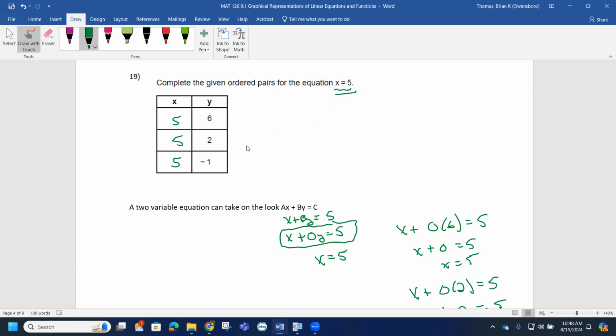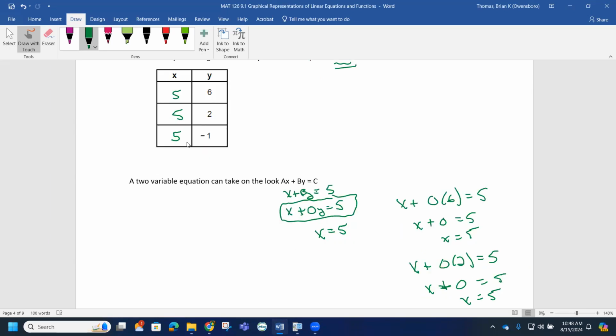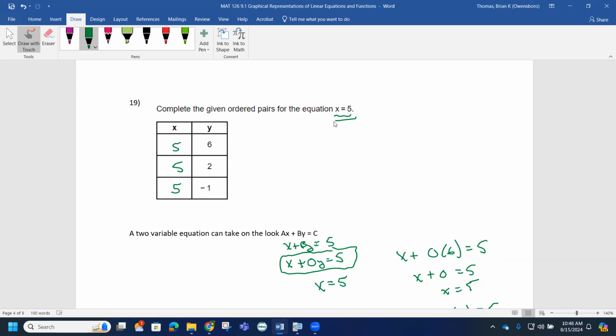It's locked in. Notice that the y values can change because since the coefficient of y is 0, it doesn't matter what y value you pick. It's still going to drop out of the problem. And therefore, x is going to stay the same as x equals 5. So this is actually rather easy in that sense.